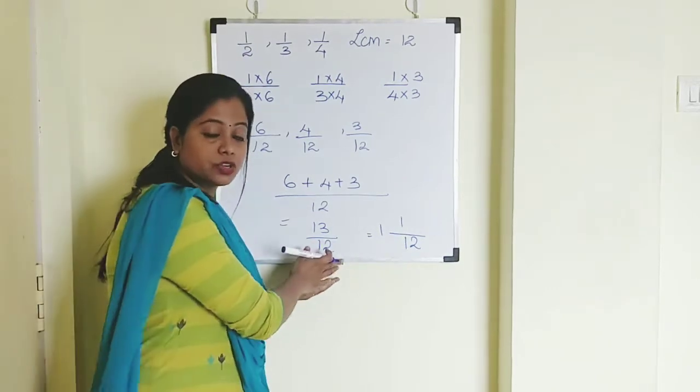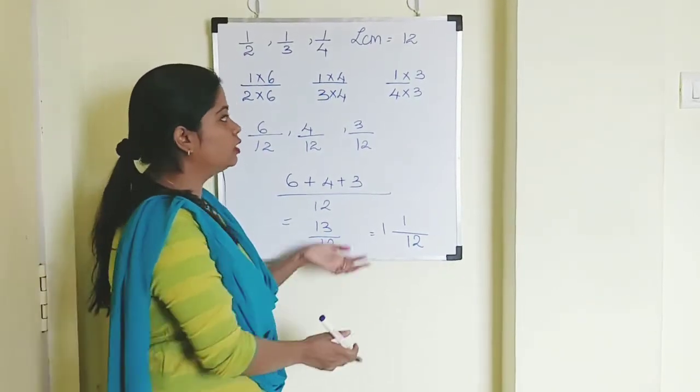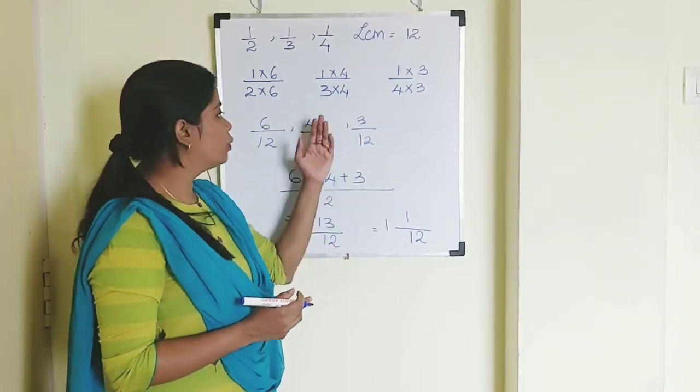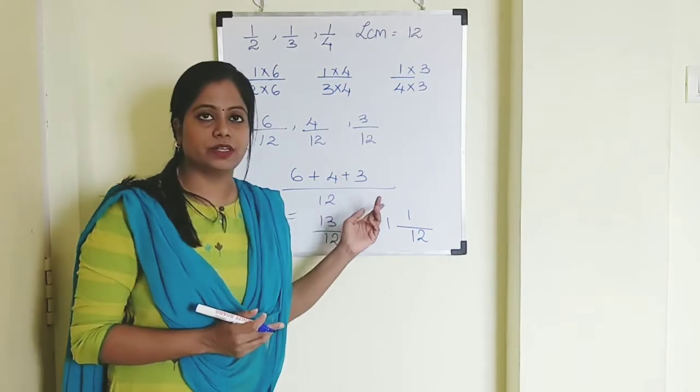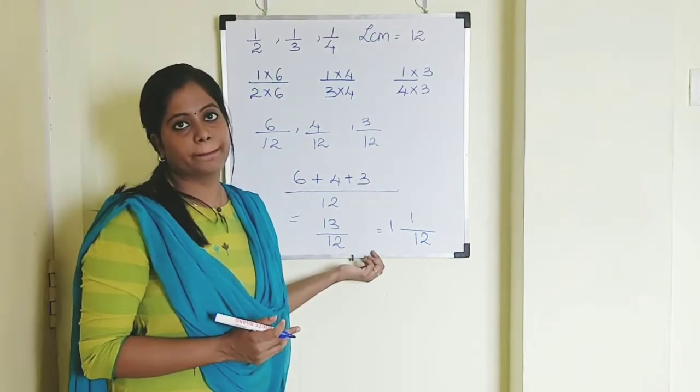So you can even stop here, but if you want, you can convert it into a mixed fraction also. The same way you can do the subtraction also. So how do we do addition? You only need to put the minus sign over here and you can do subtraction. There's one more sum I'll show you.